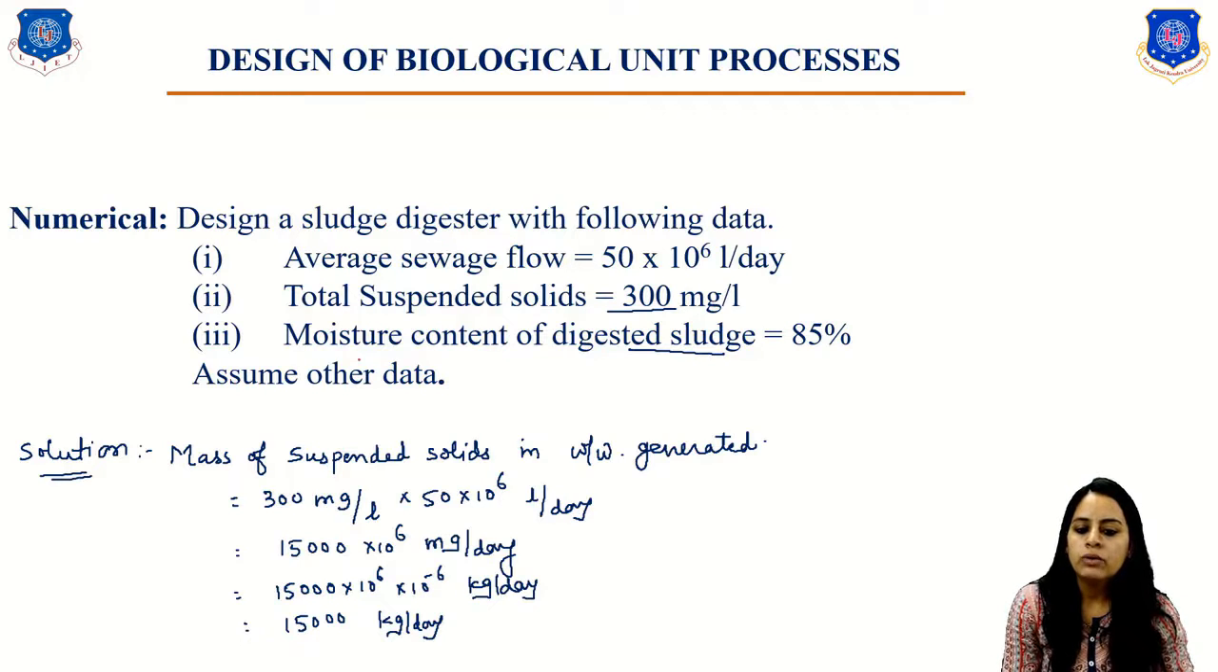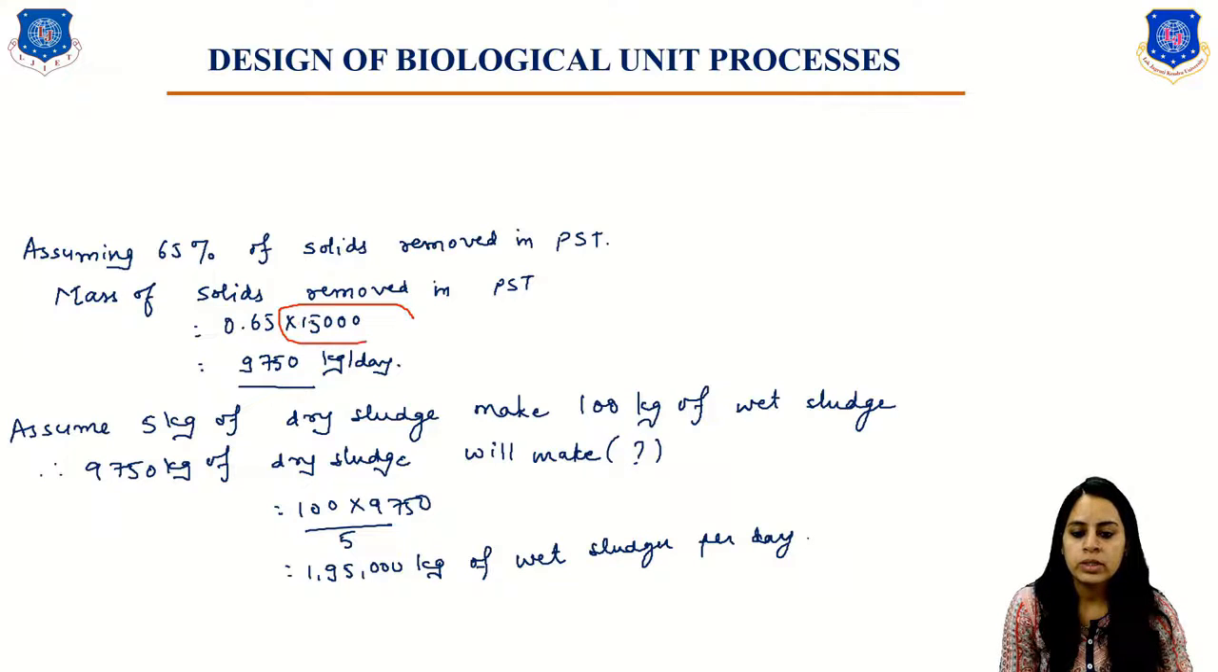Because 15,000 is the value of mass of suspended solid in wastewater generated that we found. So the answer is 9,750 kg per day, which is the mass of solid removed in the primary settling tank. Now we assume 5 kg of dry sludge makes 100 kg of wet sludge. So the 9,750 kg of dry sludge will make how much sludge?